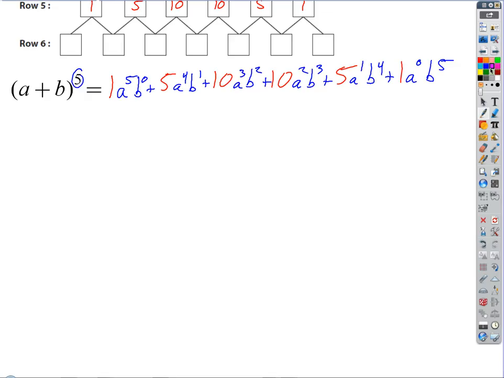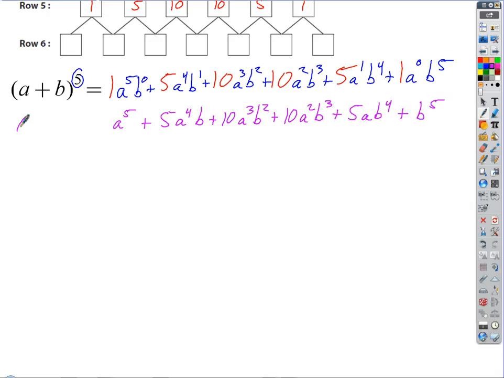What would that first term really just be? A to the 5th plus 5 A to the 4th B, right? Plus 10 A cubed B squared plus 10 A squared B cubed plus 5 A B to the 4th plus B to the 5th. And there's our expansion formula for A plus B to the 5th, right?